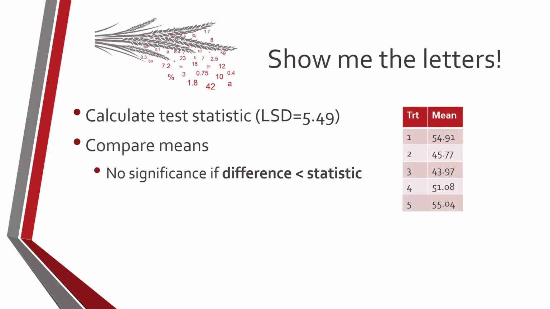Then we compare the largest treatment mean to each of the other means using that test statistic. If the difference between means is smaller than the LSD value, then they are not considered significantly different. So I like to imagine it as a ruler. The LSD test statistic is our ruler, and we hold it up to each pair of treatments to decide if the difference between them is large enough or not.